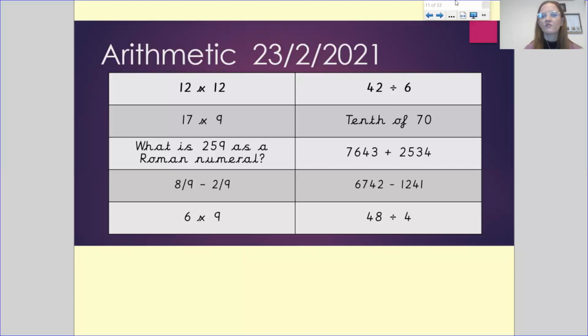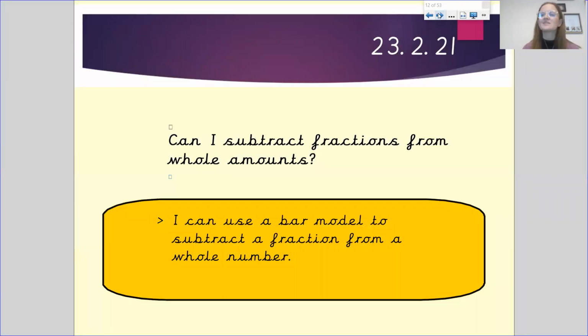In the previous lesson, we were looking at subtracting fractions, and I discussed with you that it was quite similar to adding fractions: if they had the same base, you just needed to add the top numbers together. In the same way, when we are subtracting, if the denominators are the same, we can just subtract the numerators. So we're continuing on with this idea of subtracting fractions today, but today we're going to be focusing on the following. We're going to look at subtracting fractions from whole amounts.